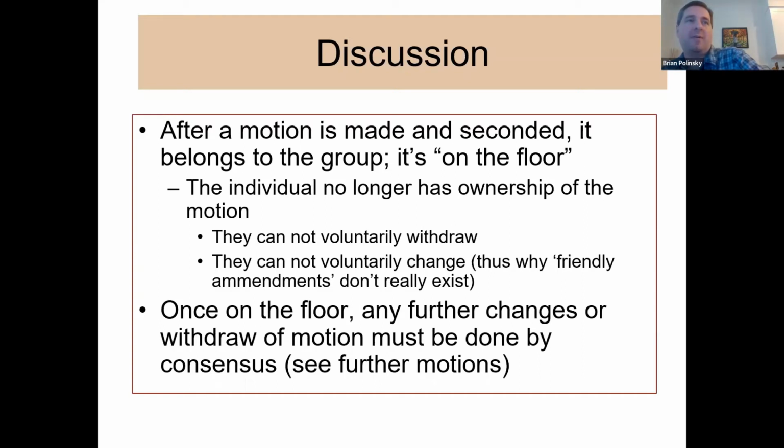So a lot of times you'll hear people say, I want to make a friendly amendment. You can't really do it that way. There's a process to go through if you want to make an amendment to the motion, which we'll talk about. Once the motion is on the floor, any further changes or withdrawal of the motion has to be done by consensus. And there are further secondary motions that can be made in that circumstance, which we'll talk about.